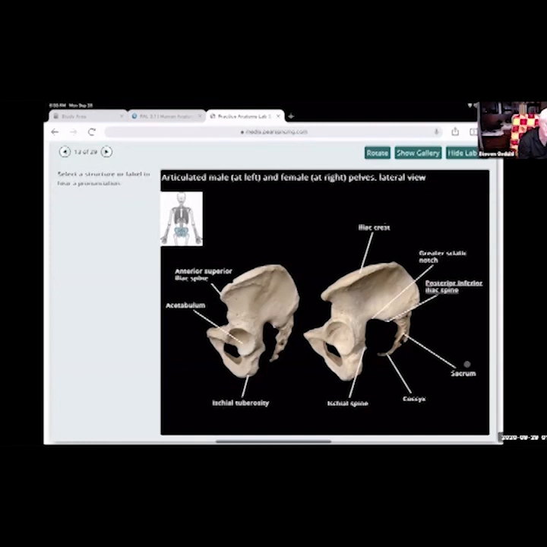You have the sacrum, part of your vertebral column, and the coccyx. You have the ischial spine, and you have the ischial tuberosity. And the acetabulum is where the head of the femur articulates with the pelvis.